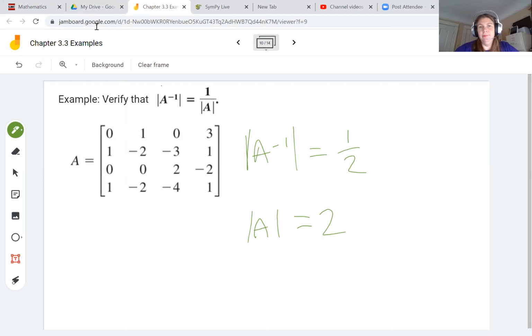So in the next video, we're going to take a look at determinants with transposes.